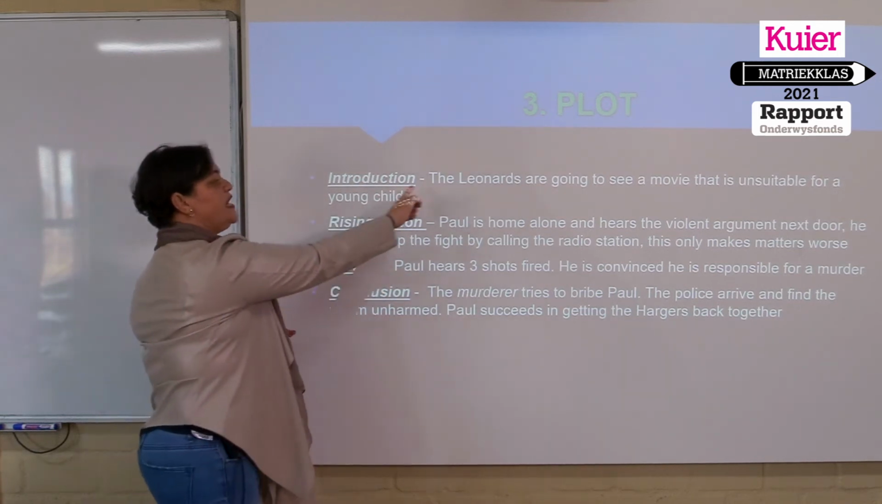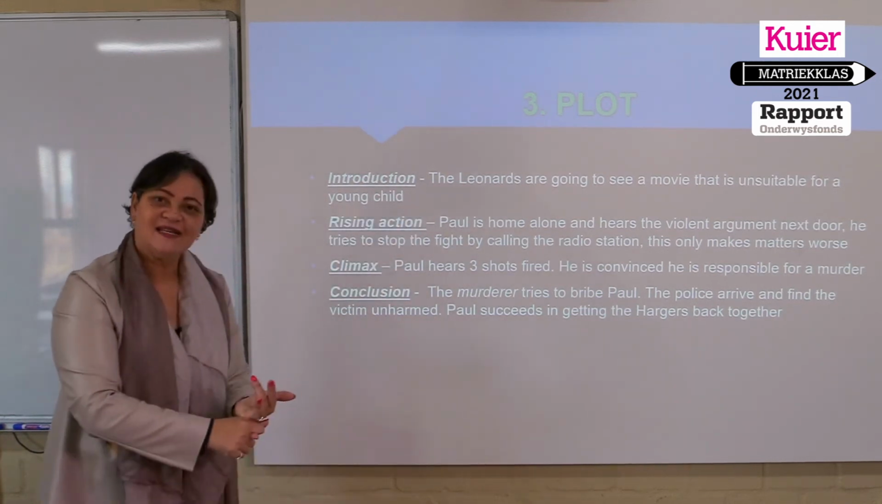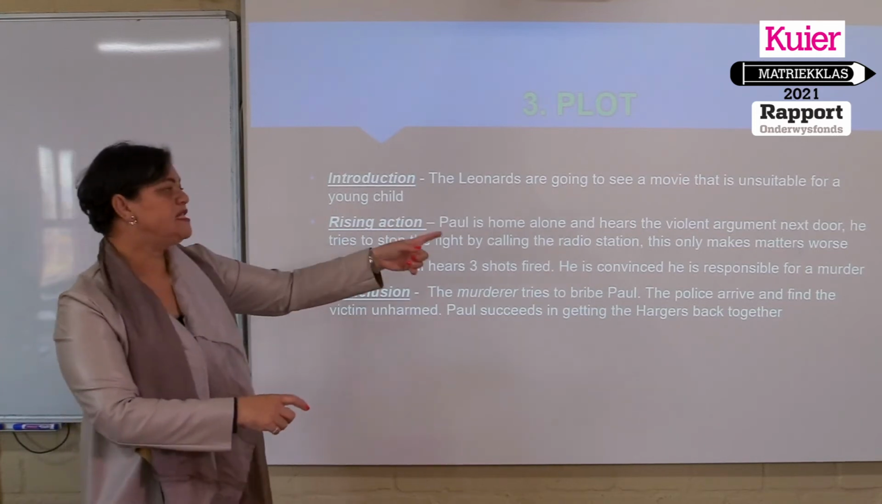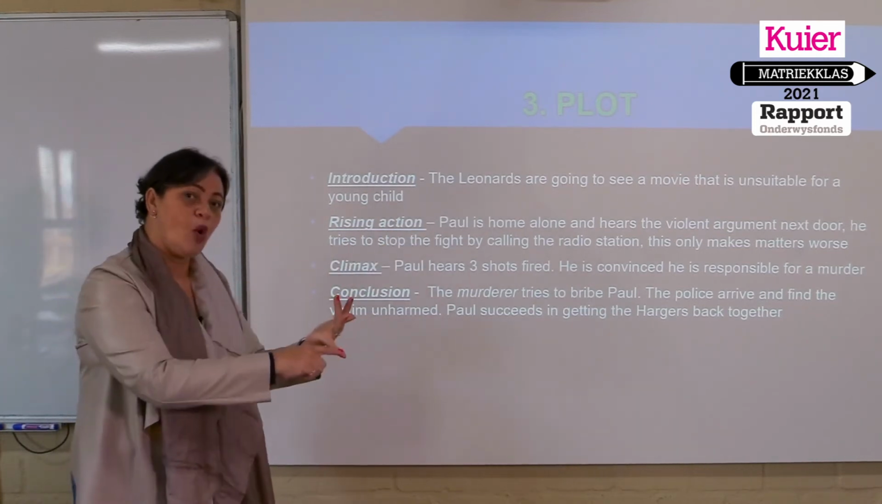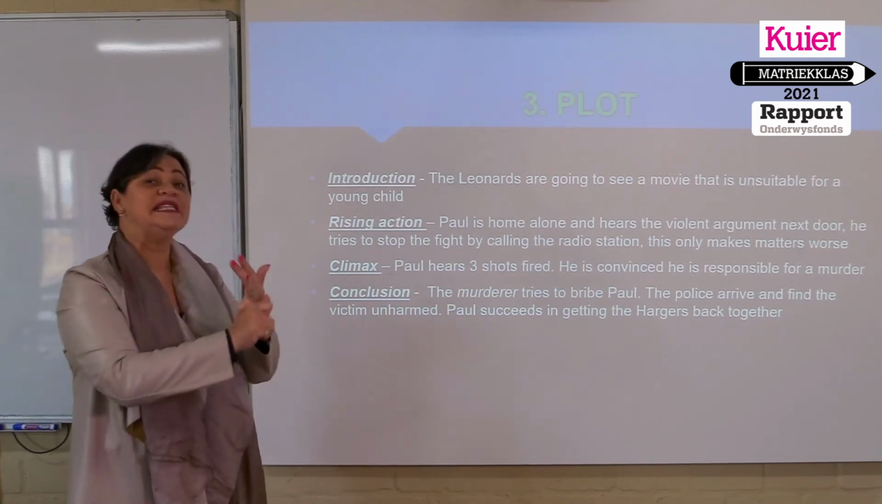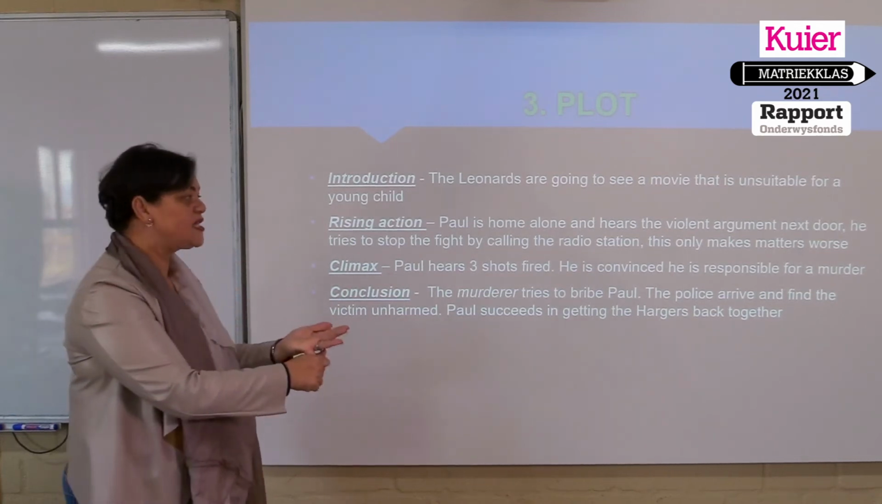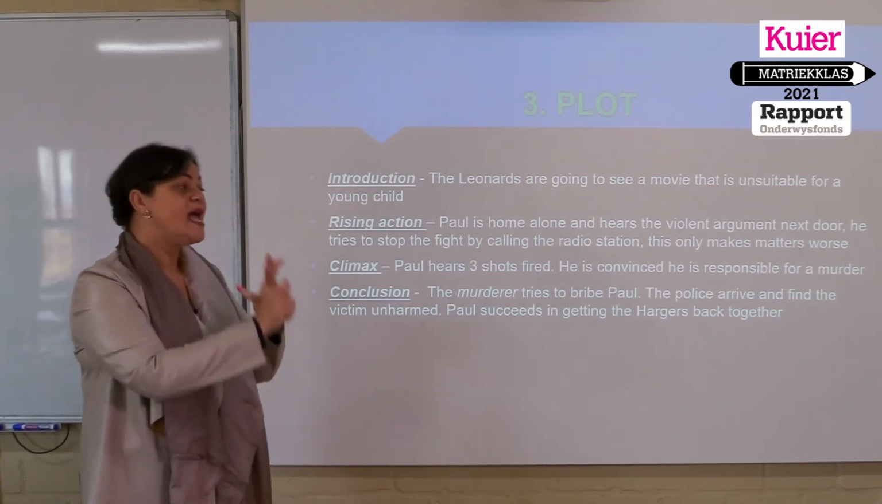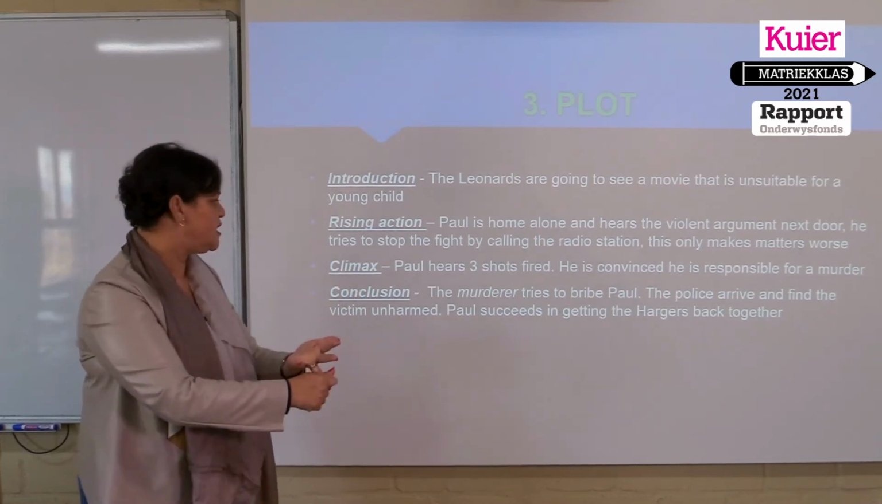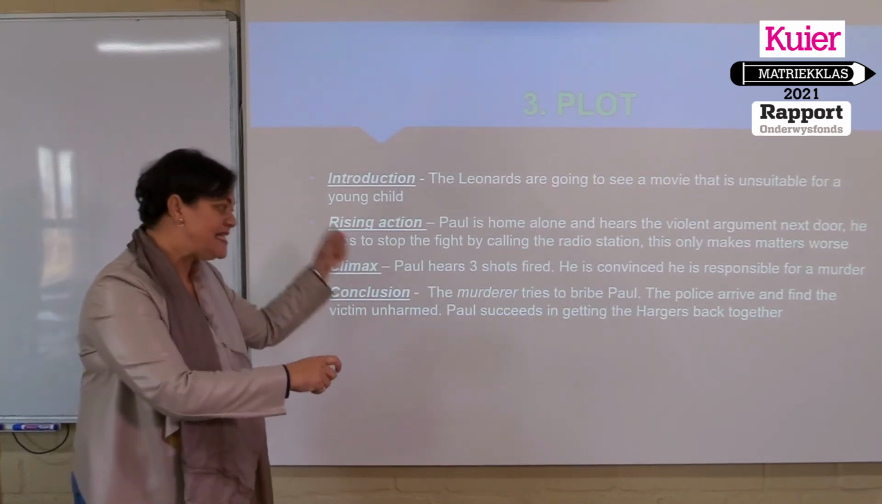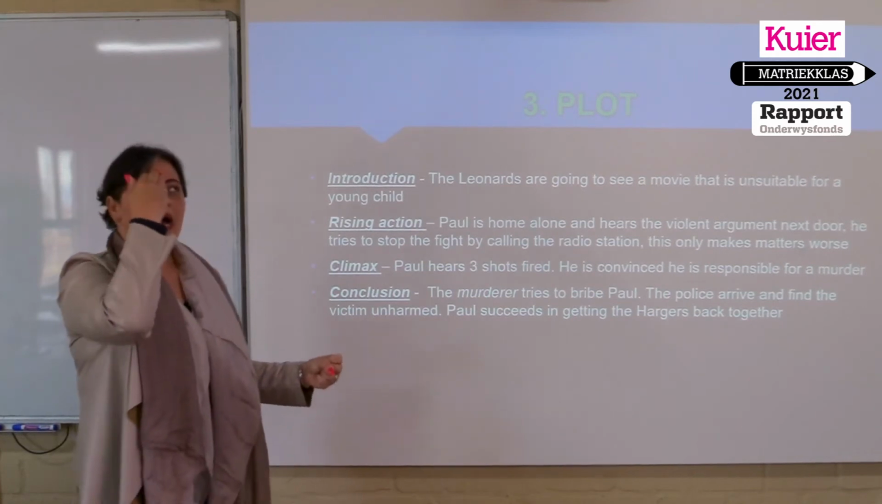Remember, look here, the Leonards are going to see it. Those are characters. Paul is home, here's a violence. So Paul, what is happening to him? What does he then do? Well, who does he interact with? With the radio station host, and he sends that request. He hears three shots, that's him. He now thinks, oh, I'm responsible for a murder.